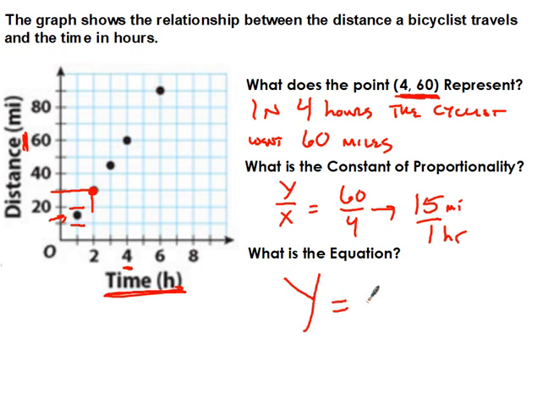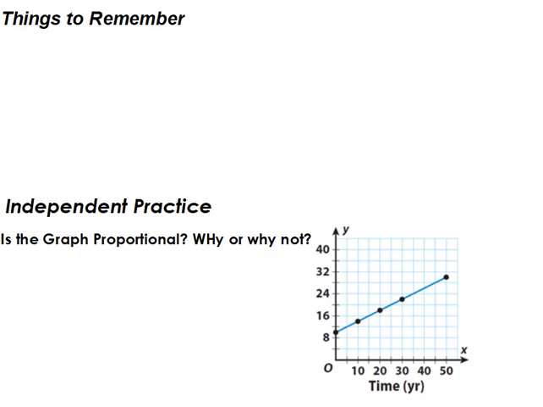Okay. Now, things to remember. Jot down 1 or 2 things. I'm actually going to be checking this, so put down 1 or 2 things that you think are important to remember, and I'm going to check that when I'm looking over your notes. Independent practice: tell me if this is proportional or not, and why or why not. And that's it for today.